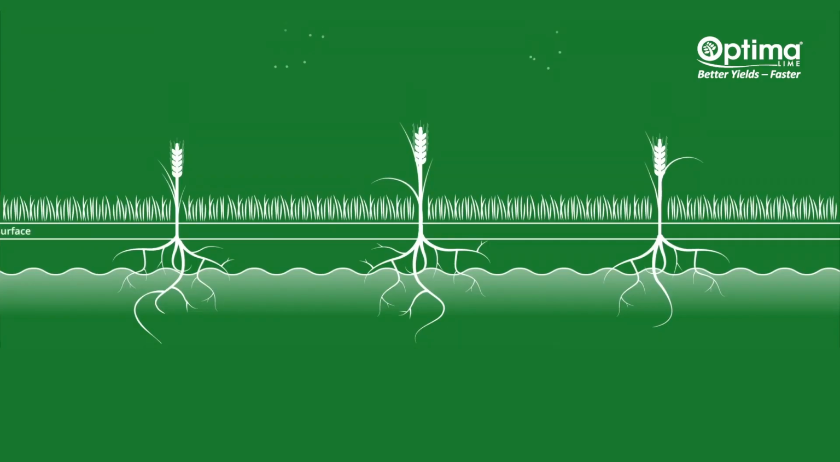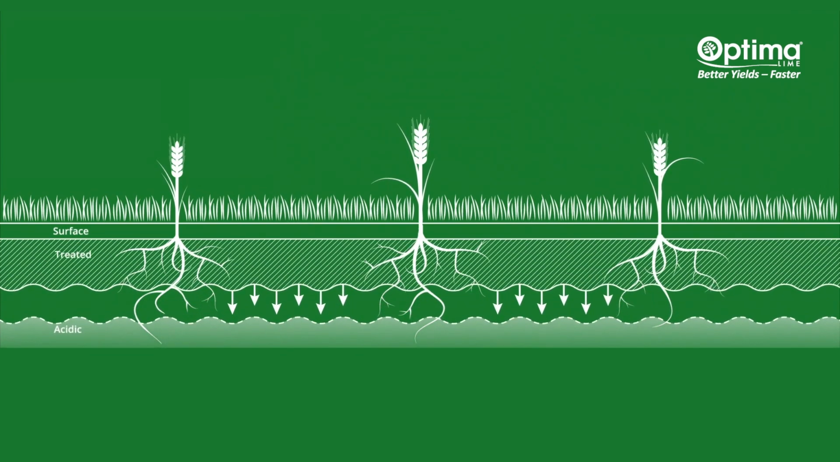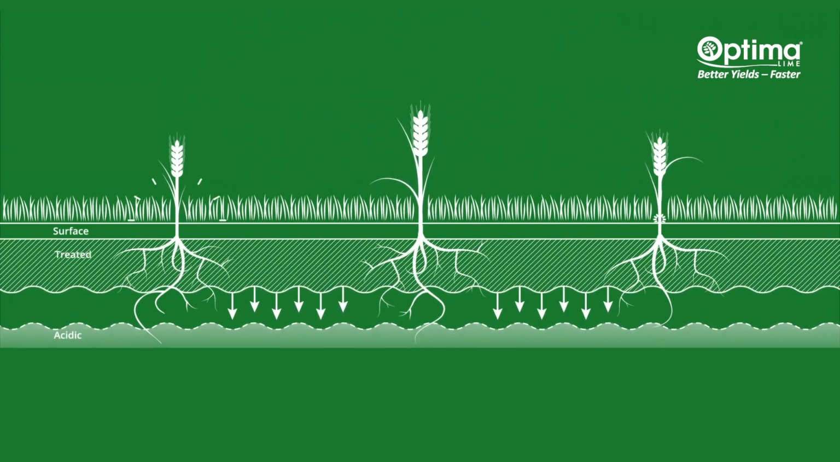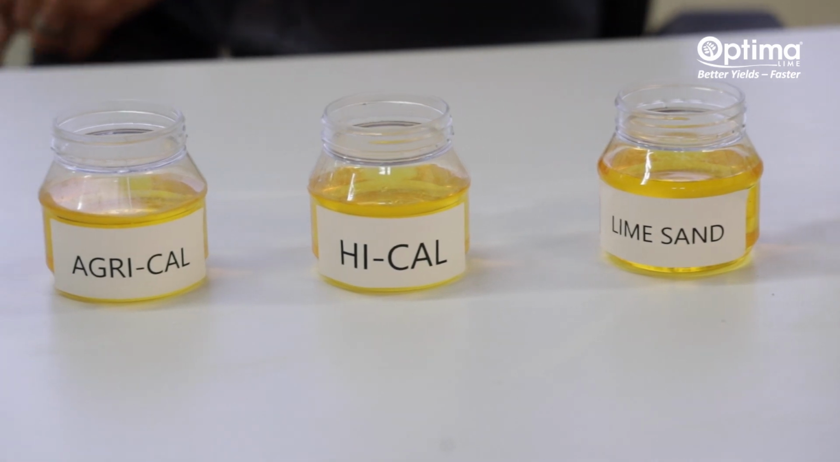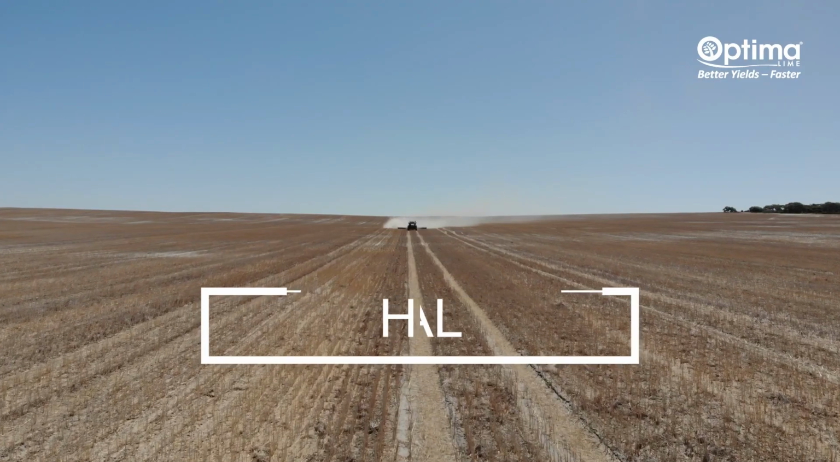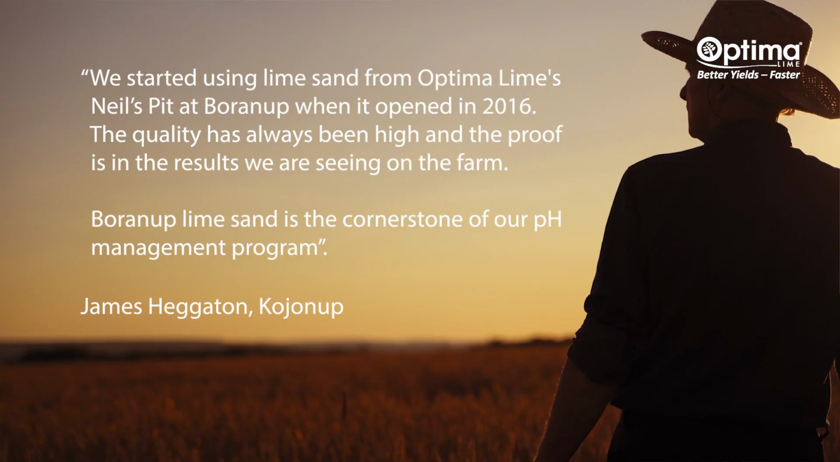If permeation through the soil and speed of action are important to you and/or tillage is an issue, consideration should be given to alternative liming products. Optima Lime have proven alternative products, including High Cal and Agri-Cal. Why trust us? Recommendation from our customers is the best endorsement for our product and service. Here is what a couple of them have to say.